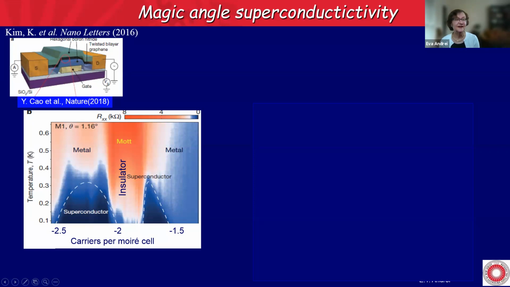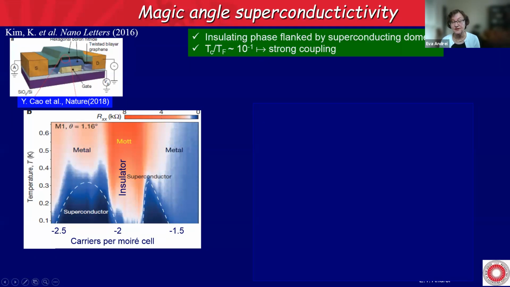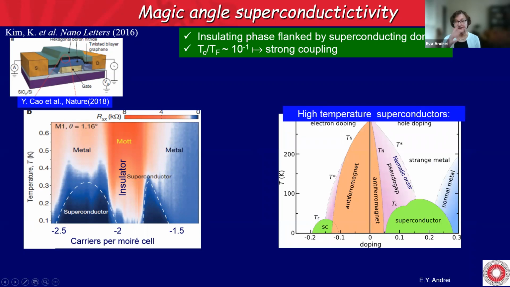And using this technique, the group of Pablo Jarillo-Herrero discovered that this magic angle material goes superconducting when you have 2 holes per unit cell. So you have an insulator here flanked by 2 superconducting domes with a pathetically low superconducting temperature, less than 2 Kelvin. At the time, it was even less than 1 degree Kelvin. And this would have been the end of the story had it not been for the observation that we have an insulating phase flanked by superconducting domes.